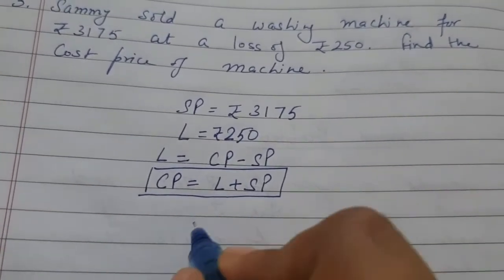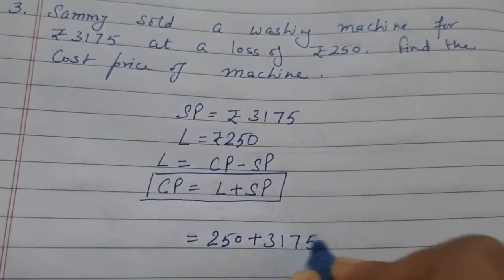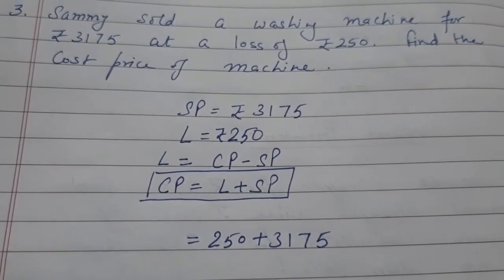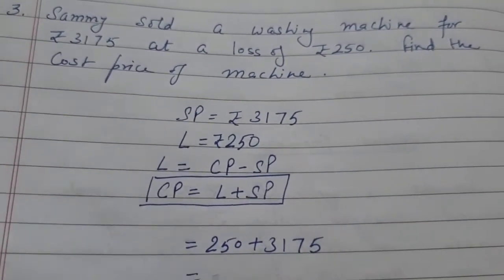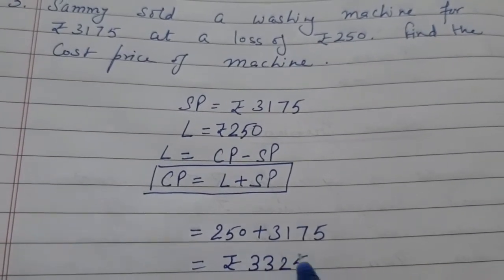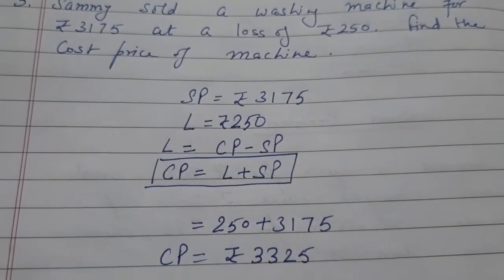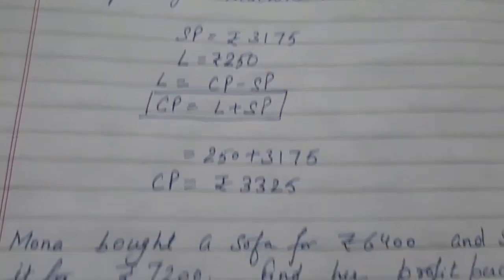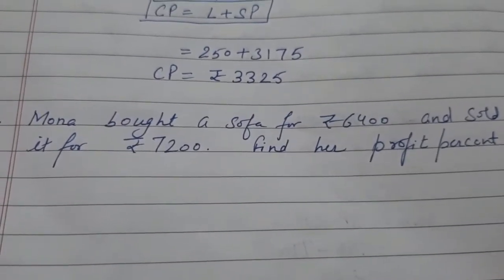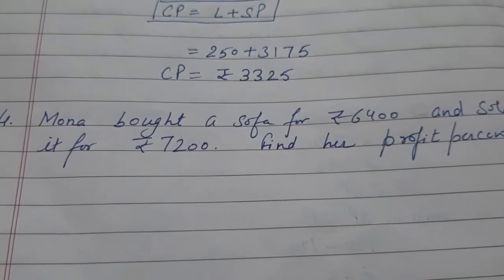So let us add it up. Loss is 250, SP is 3,175. Now add it up. After adding up, we will get rupees 3,325. So cost price will be 3,325 rupees. Next one is Mona bought a sofa for rupees 6,400 and sold for 7,200.